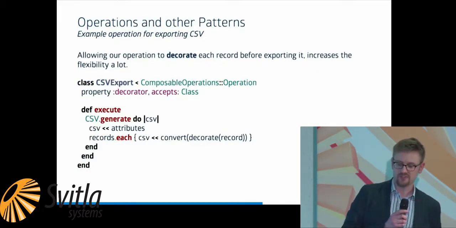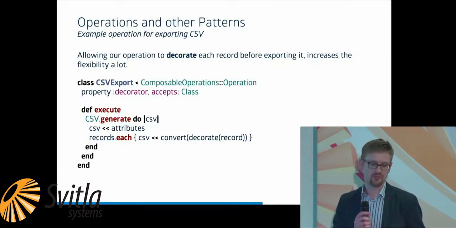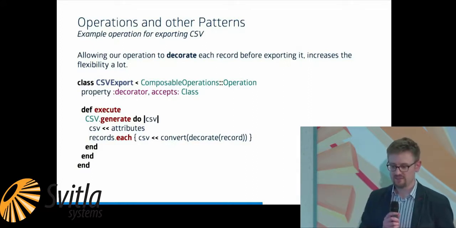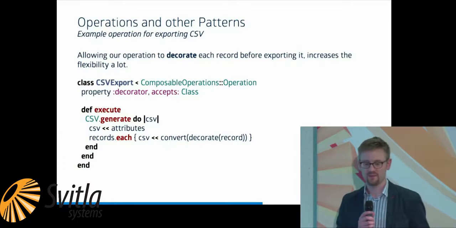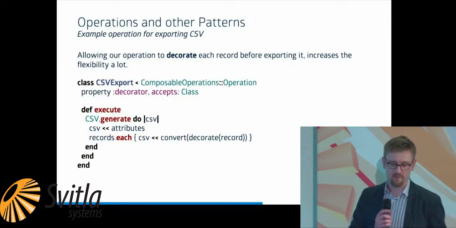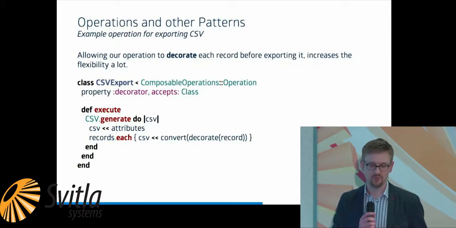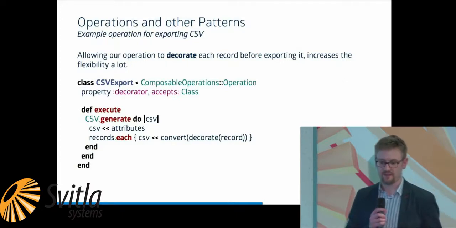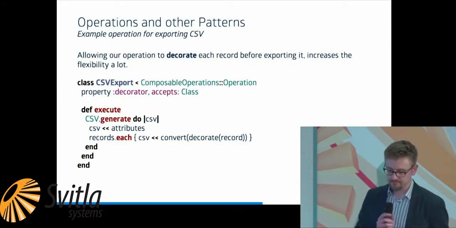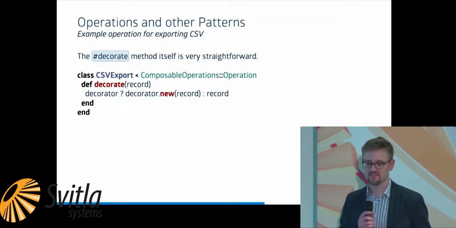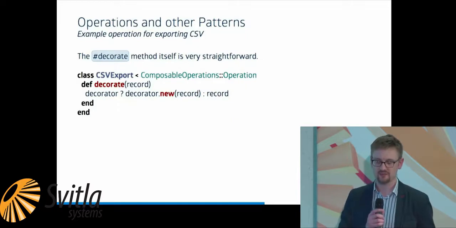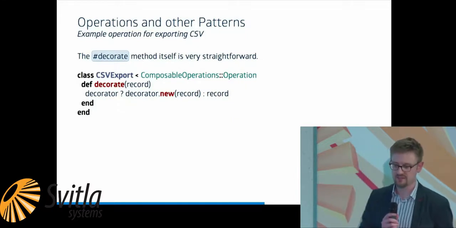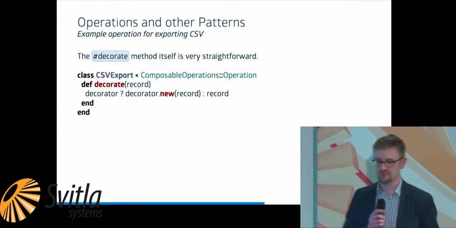Right now, our operation is very inflexible, and I thought I just want to give you an example for another design pattern that isn't even hard to implement, but can basically make your operation a lot more flexible. And that is if you allow records to be decorated before they are converted into CSV. Now we simply add another property that is a decorator, so an object that wraps another object. And again, for the sake of completeness, the decorate method. And it's very easy. We just check if a decorator has been provided. In this case, we wrap our object, and if not, then we just return the record itself.